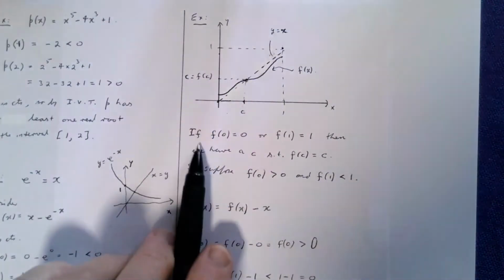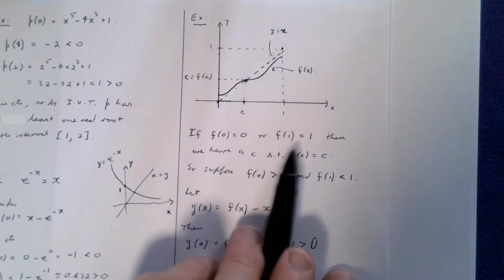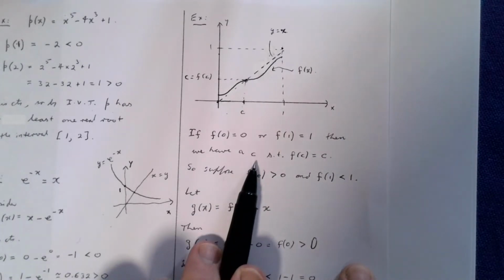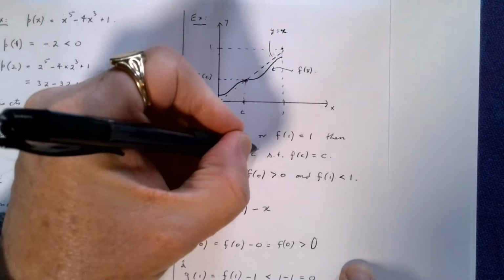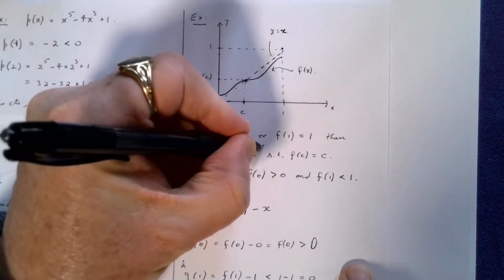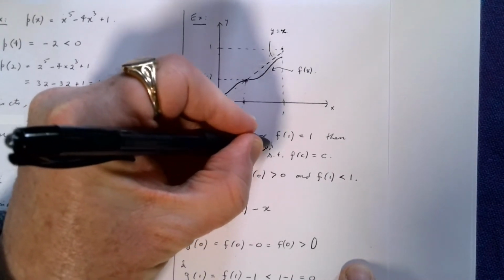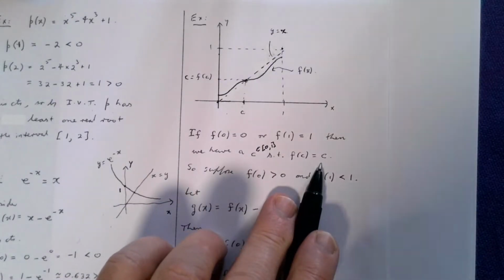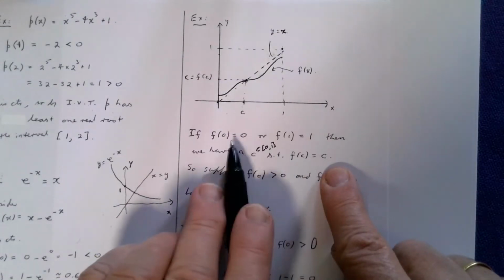So I begin by saying, if f of 0 is 0 or f of 1 is equal to 1, then we have a c in the interval, and I should say in the interval between 0 and 1, such that f of c equals c. So I've got a fixed point if either of these two things happen.